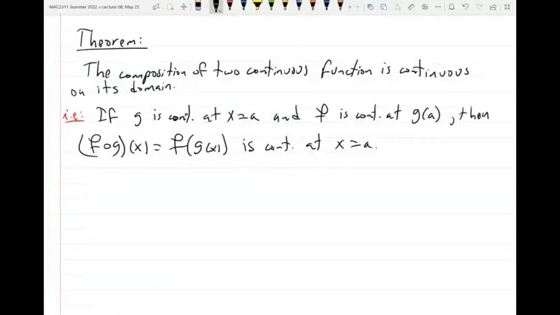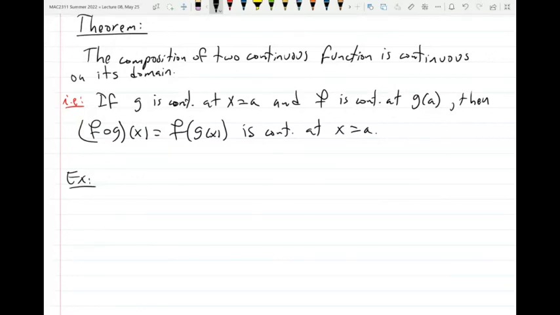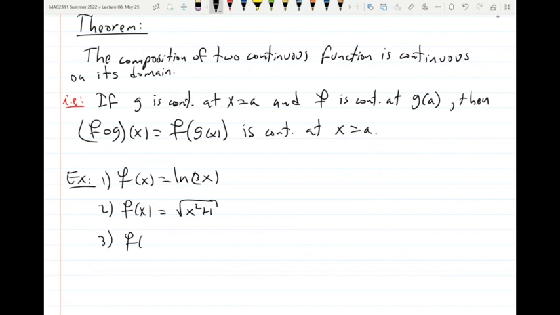And for example, this now allows us to deal with other functions. For example, say f of x equals natural log of 3x, f of x equals the square root of x squared plus 1, or f of x equals tangent of 1 over x. All of these are continuous on their domain. Why? Because these are compositions of continuous functions. This is the composition of the natural log with the function 3x, right? So 3x is continuous, the natural log is continuous on its domain, okay? Therefore, this composition is continuous on its domain.